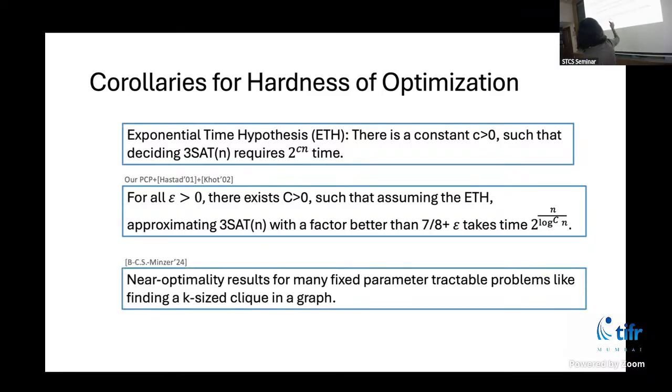And we also show some results in the parameterized world. So this extends to PCPs in the parameterized world, like finding fake leaks in better than n to the k time.